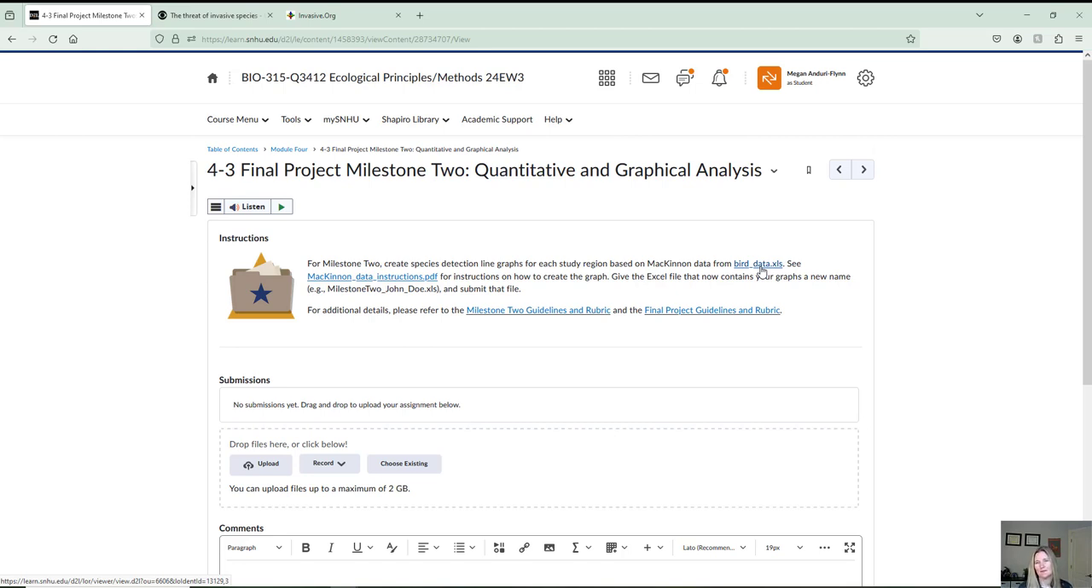Okay, so it's not like Milestone 1 that took a lot of effort trying to figure out what this whole thing was about. And then once you've created your graph, you can submit it just as an Excel spreadsheet. That's fine. Or you can copy and paste it into a Word document or a PDF and submit it like that. So however you want to do it is fine. Okay.